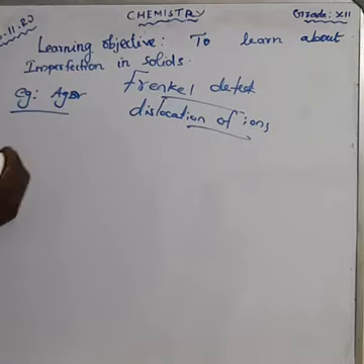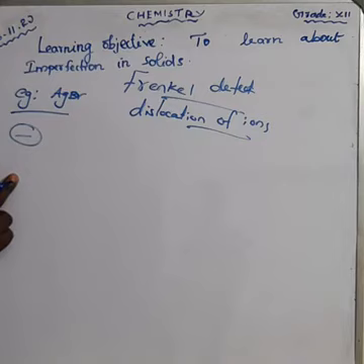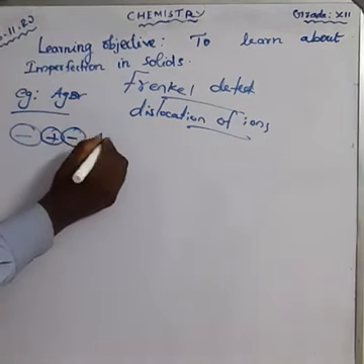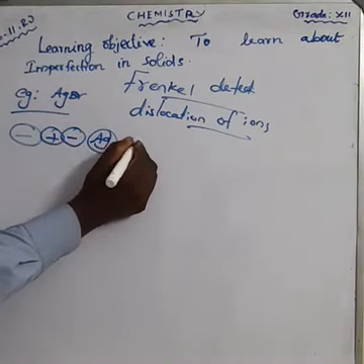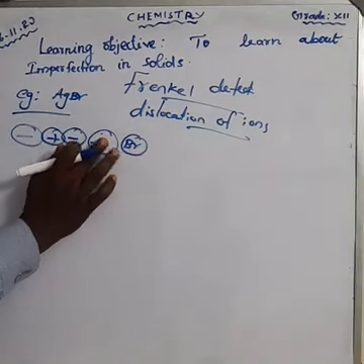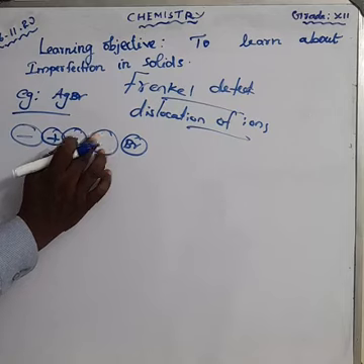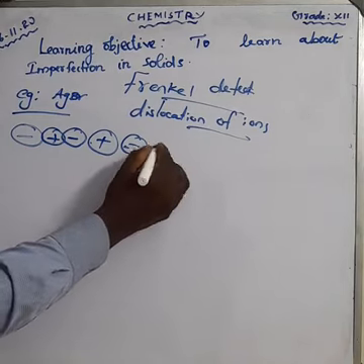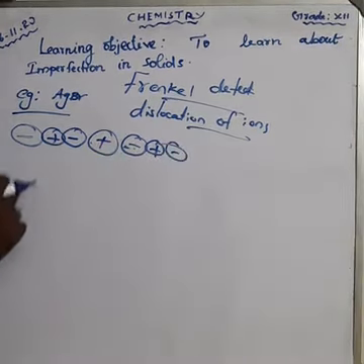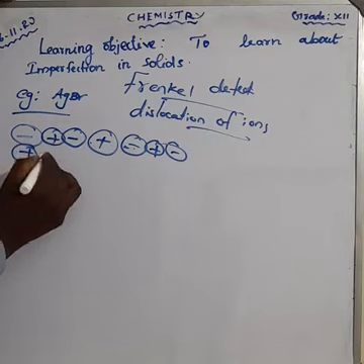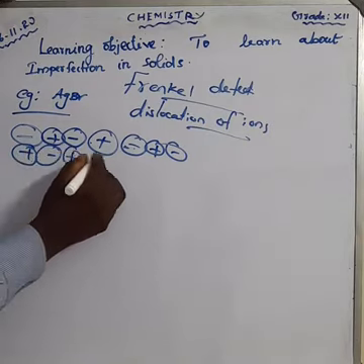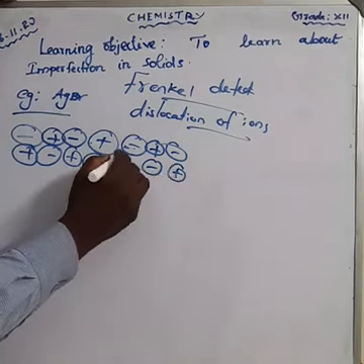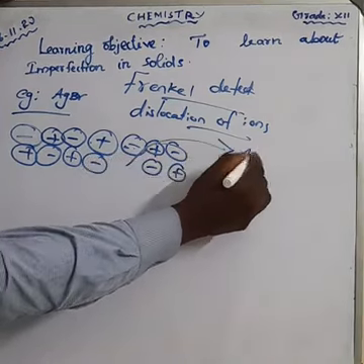That means, this is Br minus ion. Ag plus ion, Br minus ion. You can write it with this symbol. Plus, minus, plus, minus. Here, plus, missing, minus, plus. Here what? Ag plus ion missing.